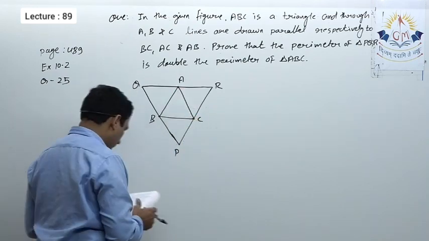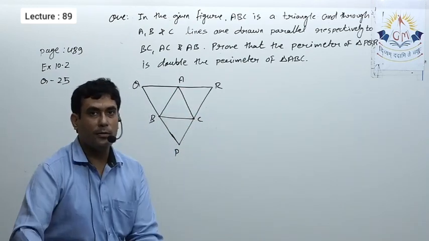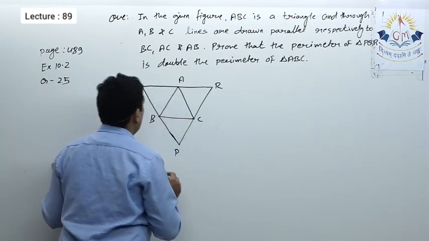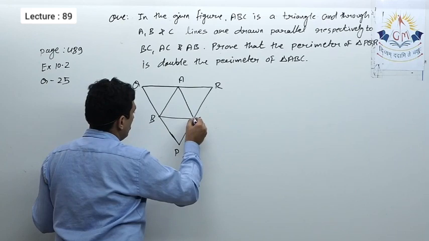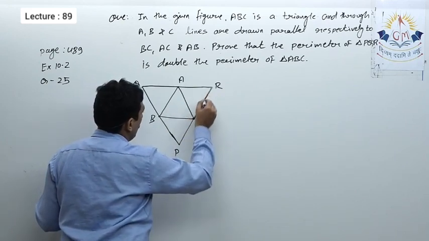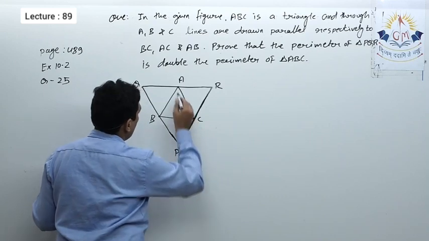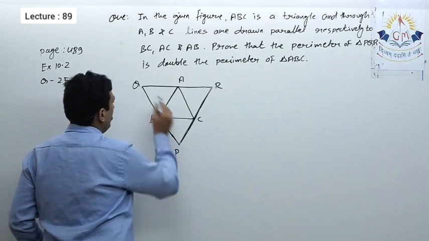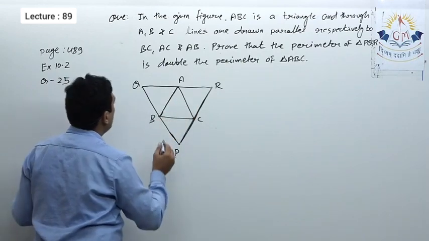So we have to prove that the area of triangle PQR is twice the area of triangle ABC. It is given that AB is parallel to PR, BC is parallel to QR, and AC is parallel to QP.